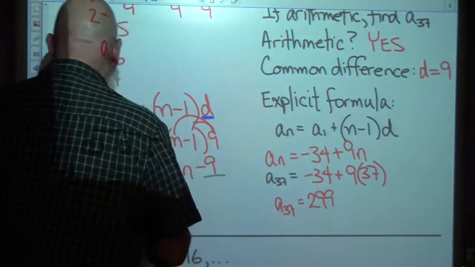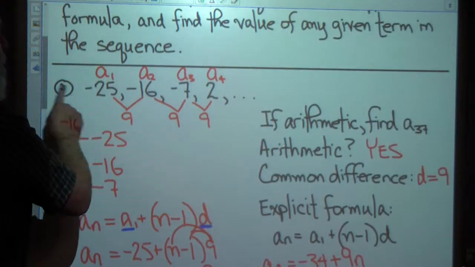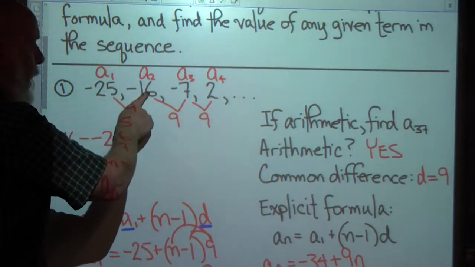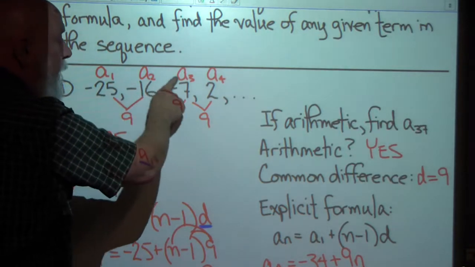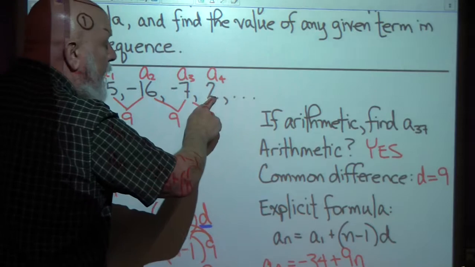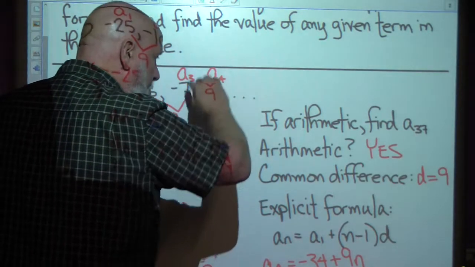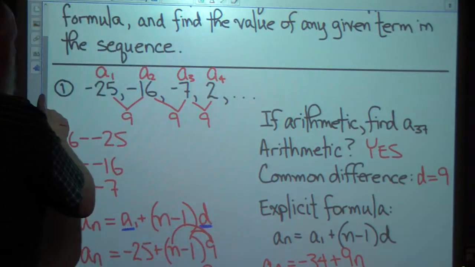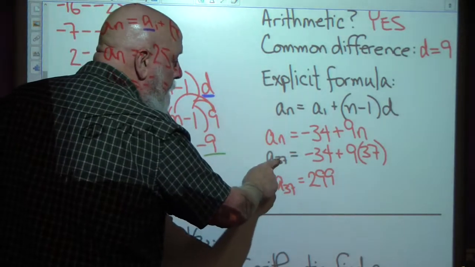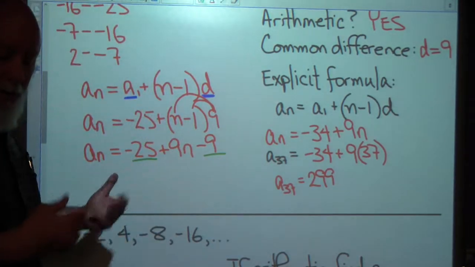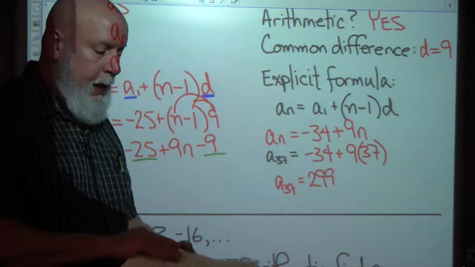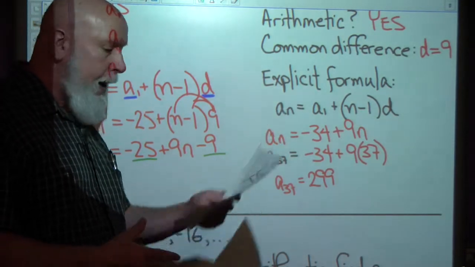If we continue this pattern, we started with negative 25 and we add 9, we get to negative 16. Add 9 again, you get to negative 7. Add 9 again, you get to 2. Add 9, you get to 11. Keep adding 9. By the time you hit the 37th term, you'll be at 299, providing I haven't made any arithmetic mistakes. I've got the key right here, and yay, I got it right.